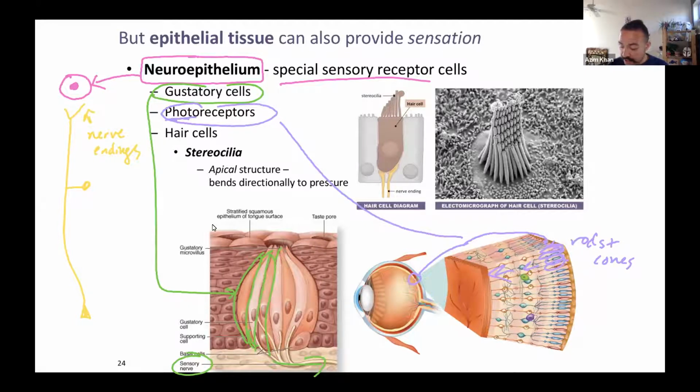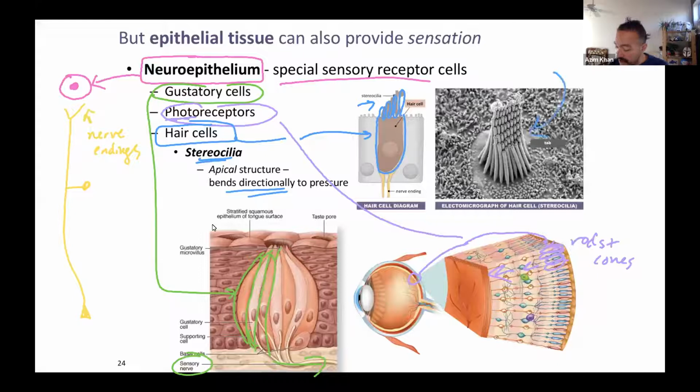Another kind is called a hair cell. I know you might think hair cell, is that the cell used for your hair on your head or wherever else on your body? It's not that kind of hair. A hair cell looks like this, and it has specific apical structures called stereocilia. We've learned about cilia, and cilia are these hair-like structures that help with sweeping. Stereocilia are not for sweeping. What they are for, in this case for hair cells, is bending in a specific direction.